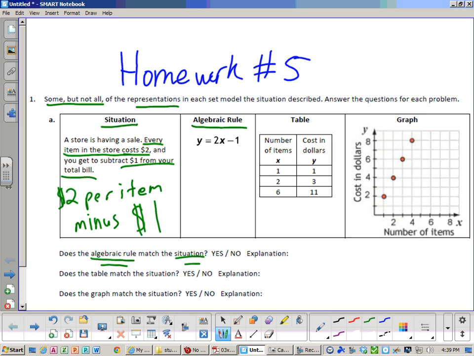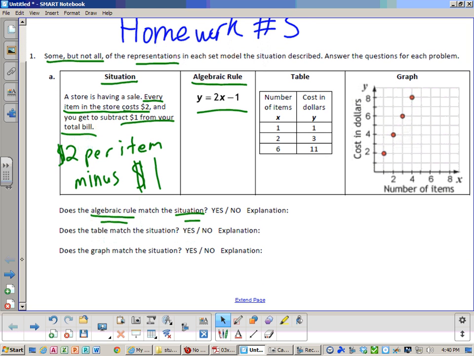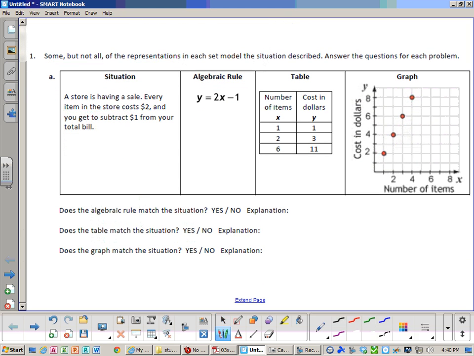Looking at this rule, what do you think? $2 per item minus $1. Does this rule say that? Yes or no? Answer. Okay, moving on. Let's clear this and do the newest one.